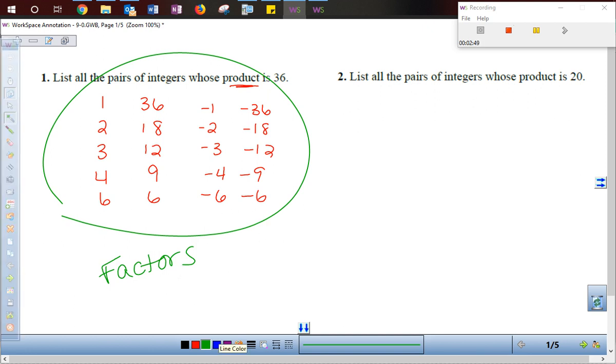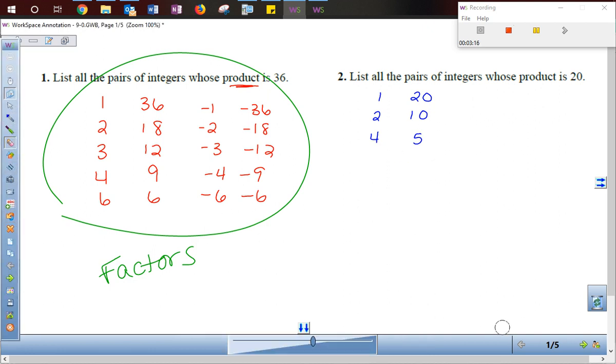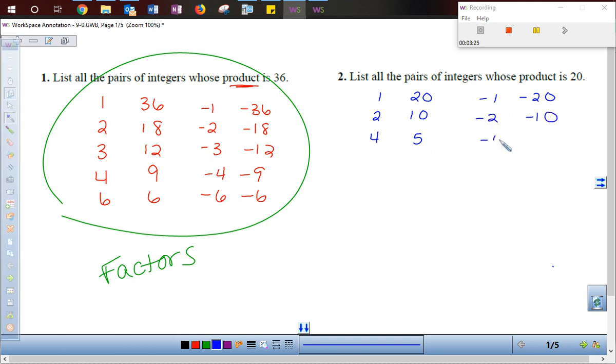On number 2 it says list all the pairs of integers whose product is 20. So we're going to go through the same process. So first number that I know definitely goes into 20 is 1, and 1 goes into 20 20 times. 2 can go into 20 10 times. 3 cannot go into 20. 4 can go into 20 5 times, and the next number is 5, which can go into 20 4 times, but again, I already have those two numbers, so that means we're done. But don't forget, you have your positive ones, now you need to come over and get your negative ones. So again, all the integers that can multiply together to be a number are called the factors.